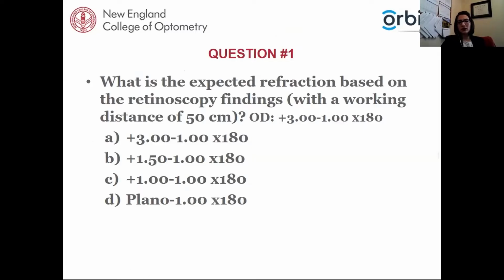So this is our first question. What is the expected refraction based on the retinoscopy findings with a working distance of 50 centimeters that I had mentioned before, which is a 2 diopter equivalent? And just as a reminder, this is the retinoscopy finding.